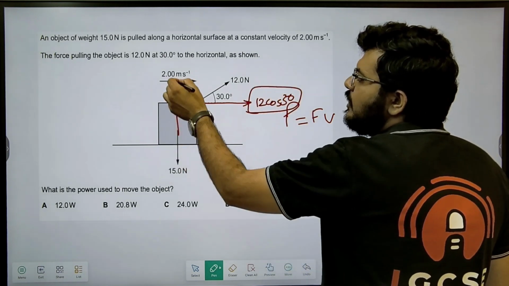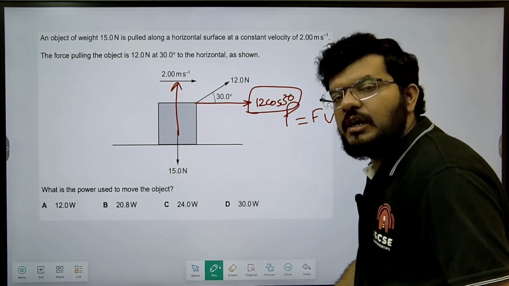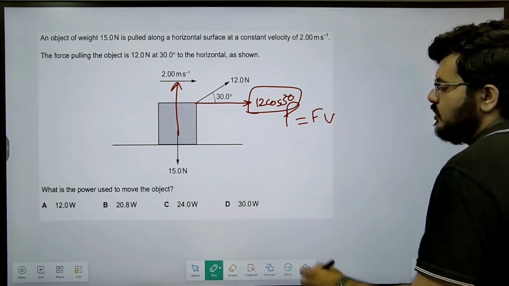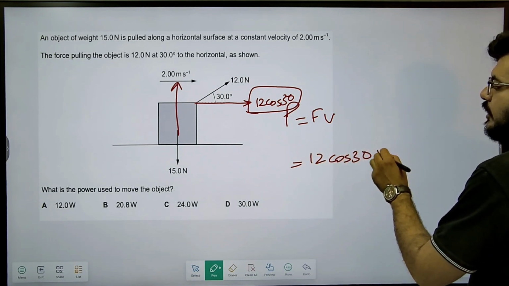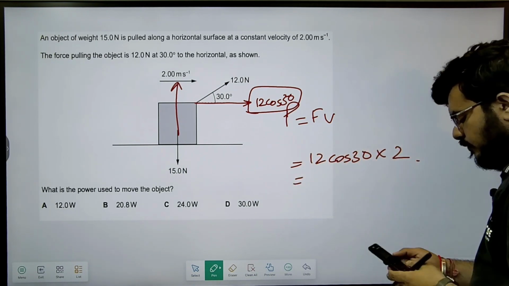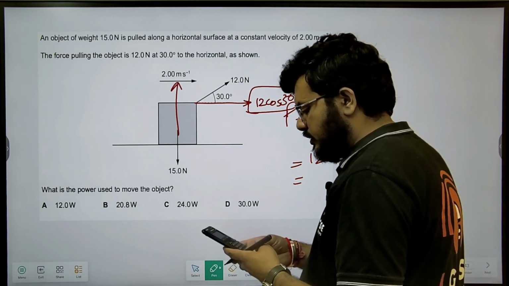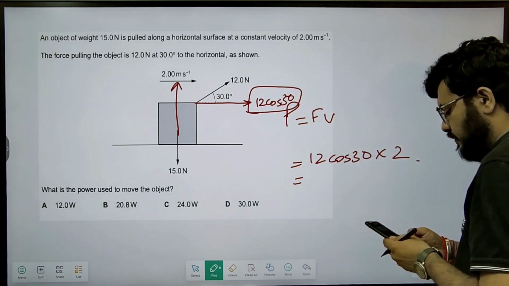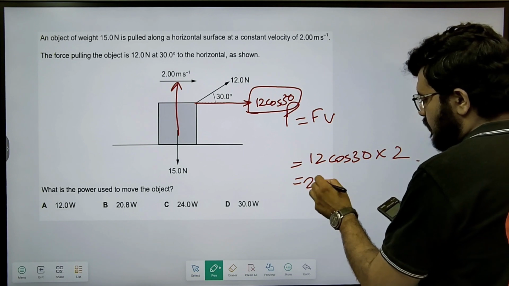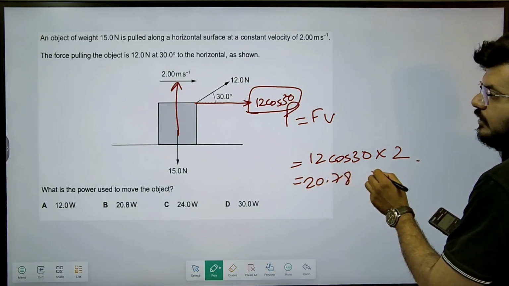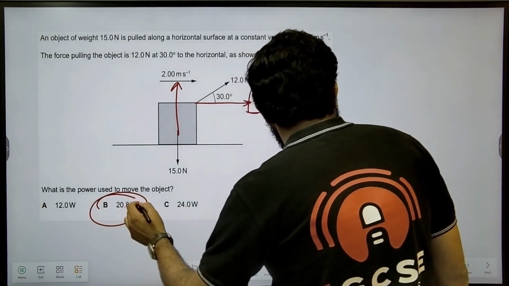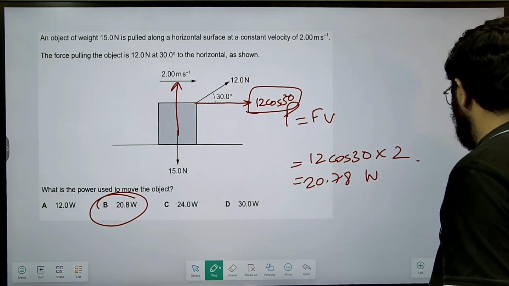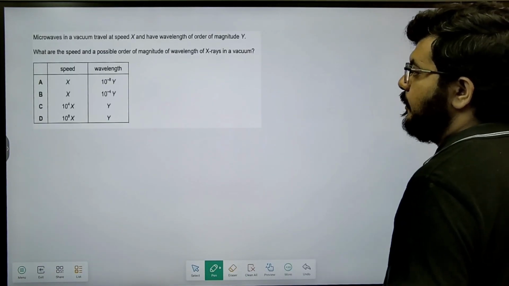There is no work done against weight. We're not lifting it, we're just moving it horizontally. So this will be 12 cos 30 multiplied by 2. So 24 into cos 30 should be equal to 12 root 3, or 20.78 watts of power. 20.78 can be rounded off to 20.8.